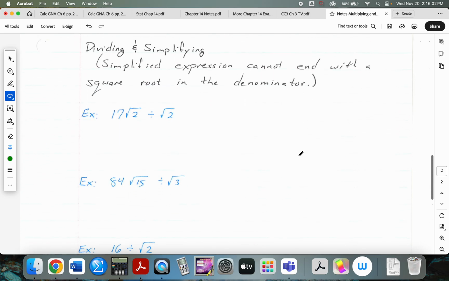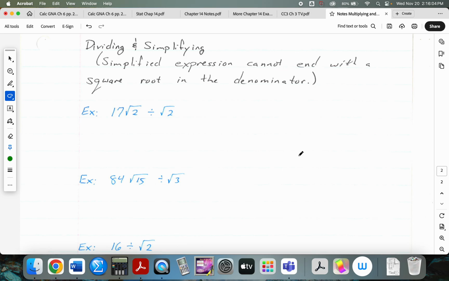All right. Now let's look at dividing and simplifying. So there's one rule when you divide by a square root. In the end, you can't have a square root on bottom. You cannot have a square root in the denominator. So we're always going to rewrite these as fractions. This is 17 square roots of 2 divided by the square root of 2.